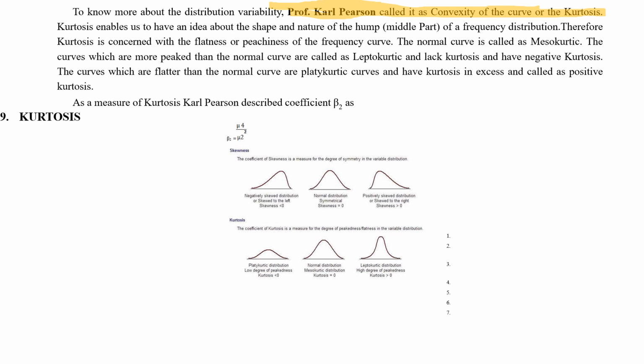Kurtosis enables us to have an idea about the shape and nature of the hump, the middle part of the frequency distribution. Therefore, kurtosis is concerned with the flatness or peakedness of the frequency curve. The normal curve is called mesokurtic, and curves which are more peaked than the normal curve are called leptokurtic and have negative kurtosis. Curves which are flatter than the normal curve are platykurtic and have excess kurtosis, called positive kurtosis.